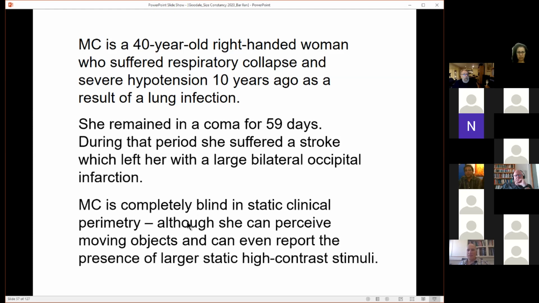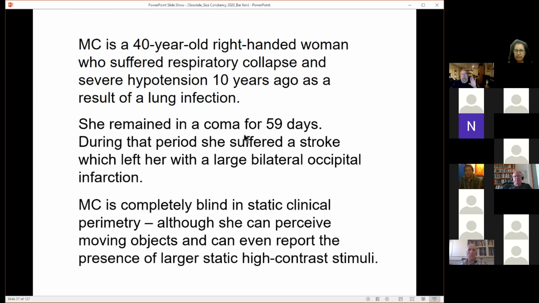She's a wonderful person, has a great sense of humor. I've got to know her very well. But she's completely blind in static clinical perimetry. She can perceive moving objects. She has residual vision, so she can still see moving objects, and she can even report the presence of static high contrast stimuli. So a big stimulus that you might want to grab, for example, she can see that, and it's a conscious experience for her.